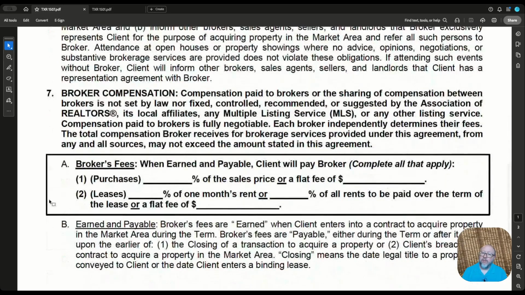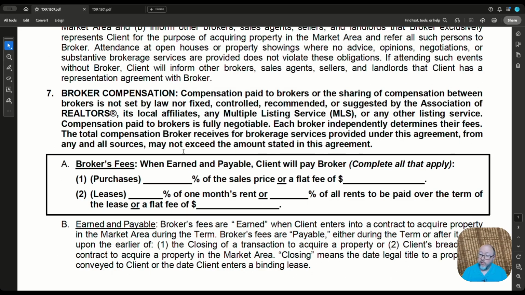Broker compensation. Compensation paid to brokers or the sharing of compensation between brokers is not set by law, as we've discussed. Each broker independently determines their fees. The total compensation broker receives for brokerage services provided under this agreement from any and all sources may not exceed the amount stated in this agreement.